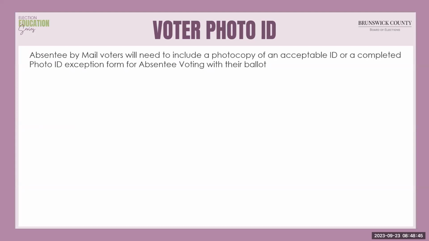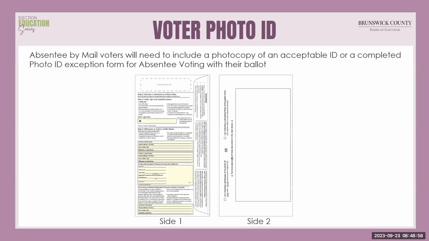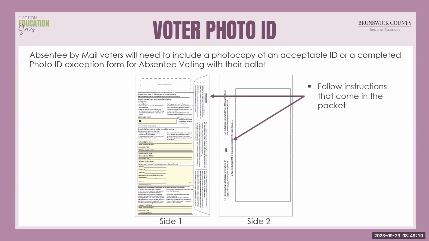If you vote at home through absentee by mail, you will be asked to include a photocopy of one of the acceptable forms of ID or a completed photo ID exception form for absentee voting with your ballot. It is important to follow the detailed instructions that are included in the absentee ballot packet. An overview of the instructions can be found on the flap of the ballot envelope.